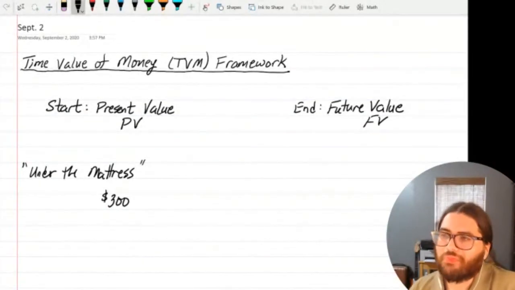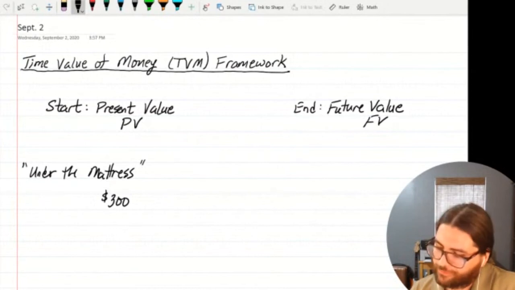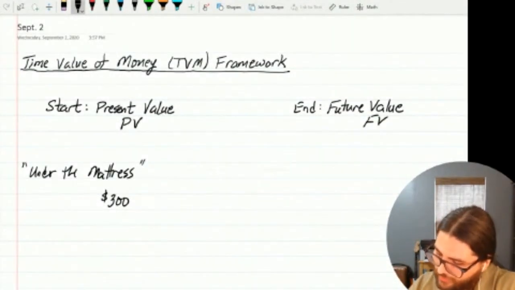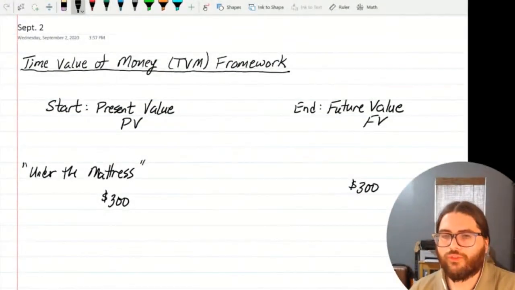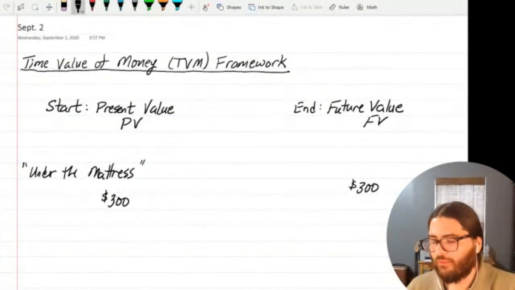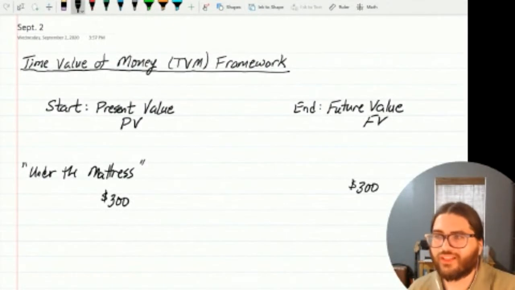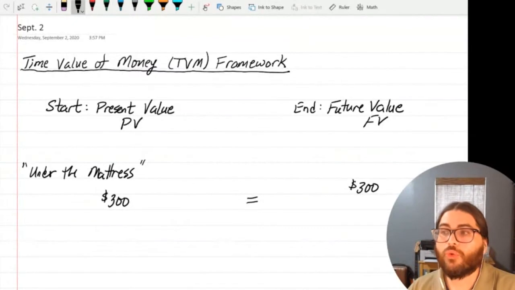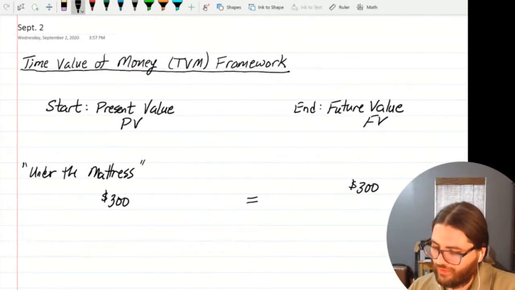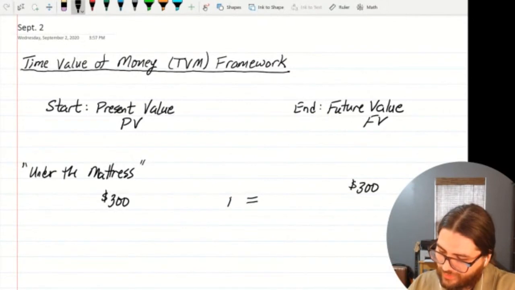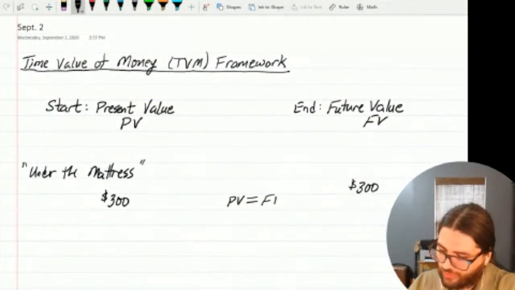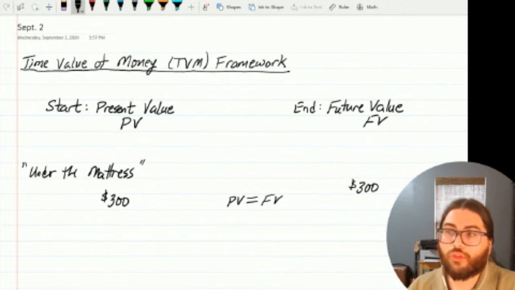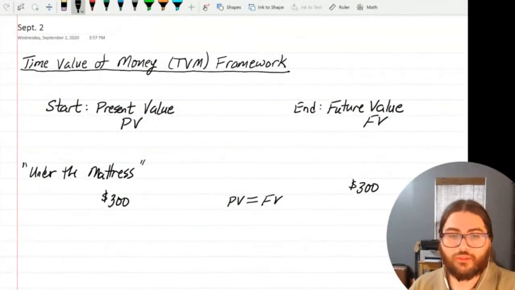And what if I came back to it at Christmas time, which is maybe 4 months from now? Well, unsurprisingly, there would still be $300 under the mattress. It hasn't gone anywhere. Hopefully, I don't have any bugs that try to eat away at it. But it hasn't grown any either. The present value and the future value are exactly the same. So there is no growth in between, not for the under the mattress case. It's kind of weird that in this very simple case, the present value is equal to the future value all the time.